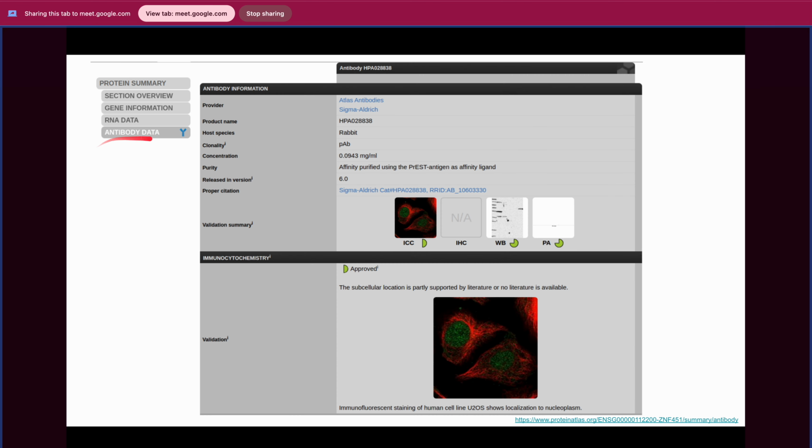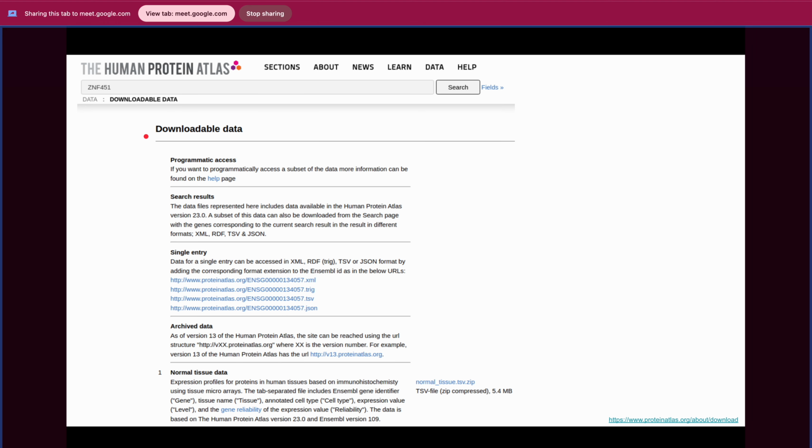And now the last one is the antibody data. If you want to know whether any antibody is present for my gene of interest or not, you can simply go to antibody data and it will give the information of the antibody: which antibody they have used to identify this particular protein and which can further be used. So in this way, you can find all this information from here. And you can also download the information as well.